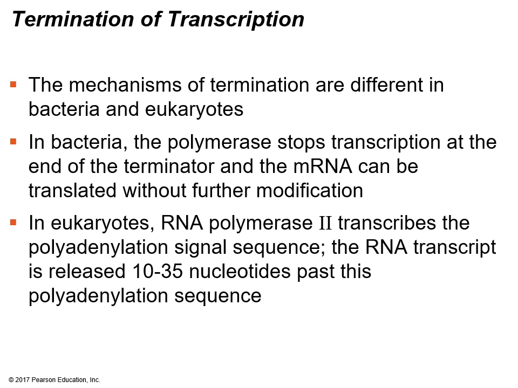The final step of transcription is termination. The mechanisms of termination are different in bacteria and eukaryotes, but the end result is the same. Termination in transcription is going to terminate or end transcription. In bacteria, the polymerase stops transcription at the end of the terminator, and the mRNA can be translated without further modification. In eukaryotes, RNA polymerase II transcribes the polyadenylation signal sequence. The RNA transcript is released 10 to 35 nucleotides past this polyadenylation sequence.